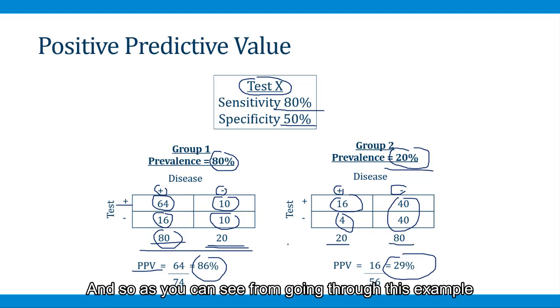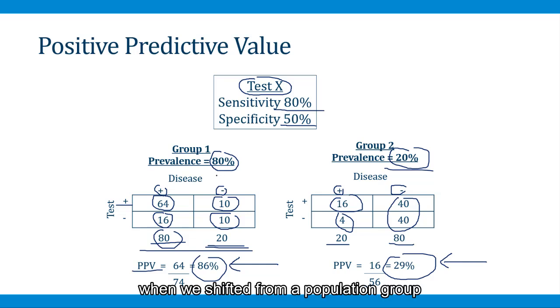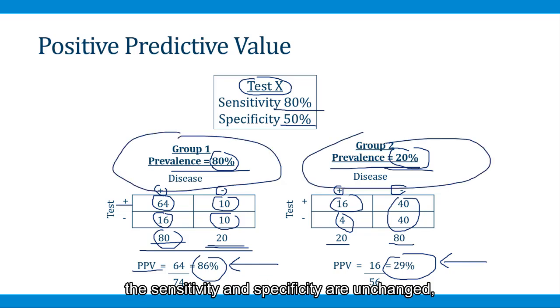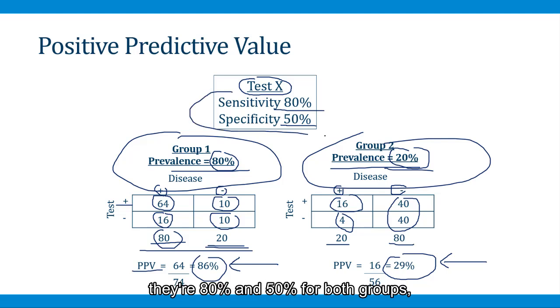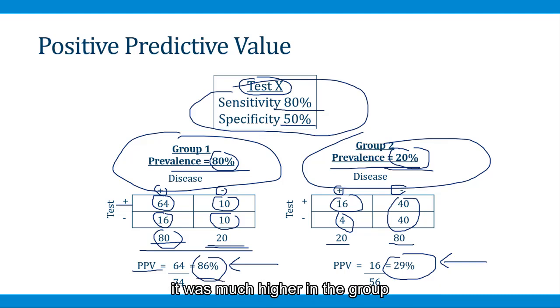And so as you can see from going through this example, the positive predictive value fell from 86% to 29% when we shifted from a population group with a high prevalence to a population group with a low prevalence. In both of these groups, the sensitivity and specificity are unchanged. They're 80% and 50% for both groups. But the positive predictive value changed a lot. It was much higher in the group that has a high prevalence of disease.